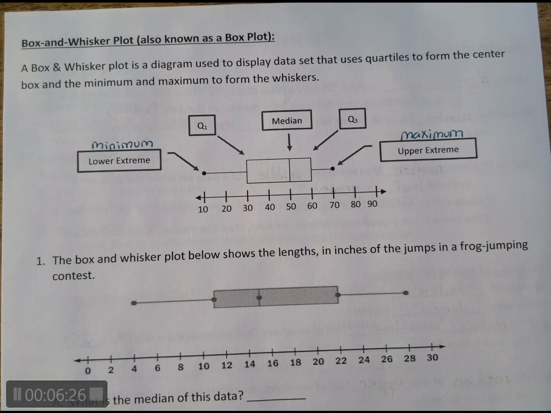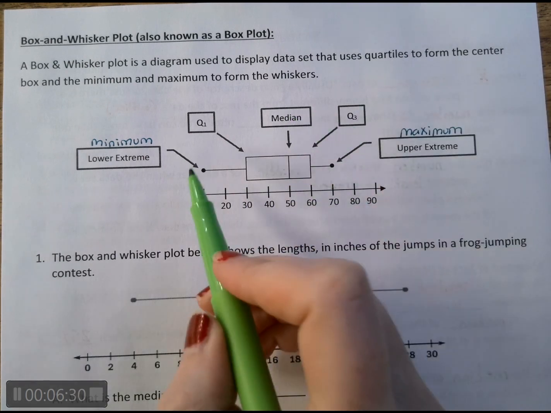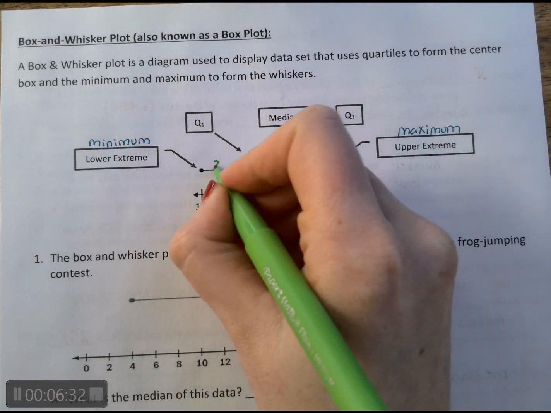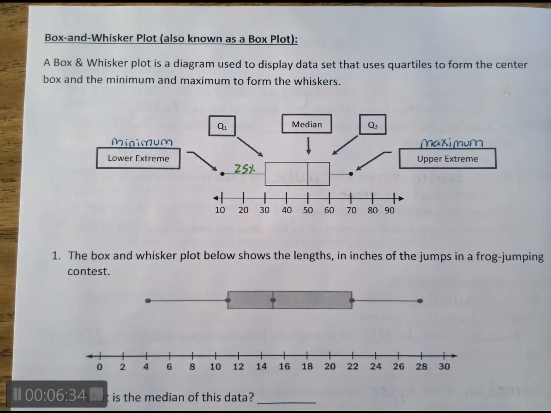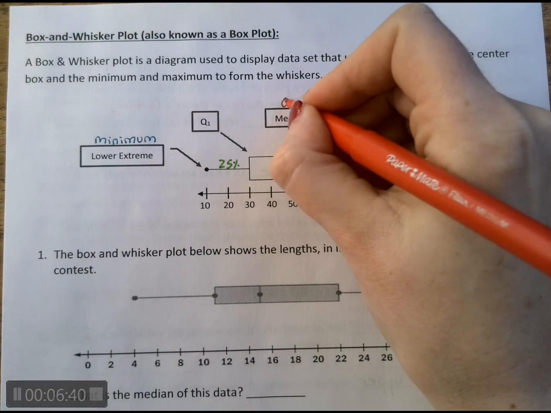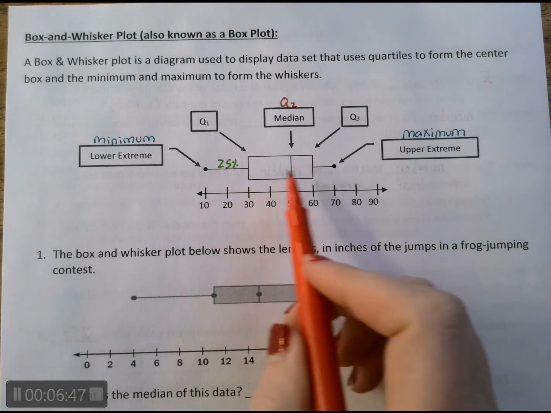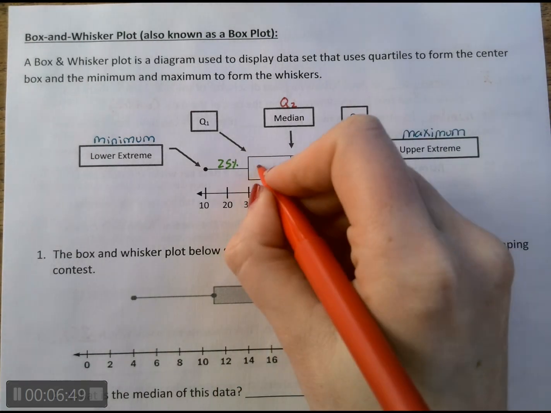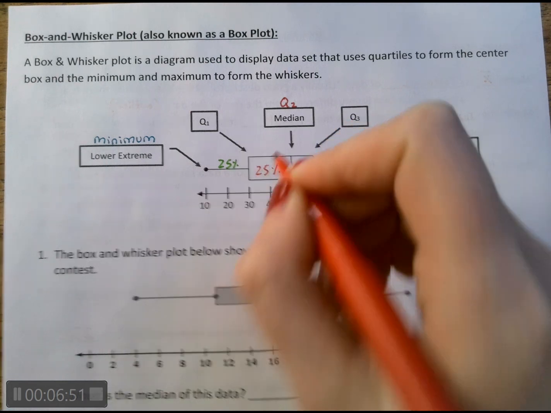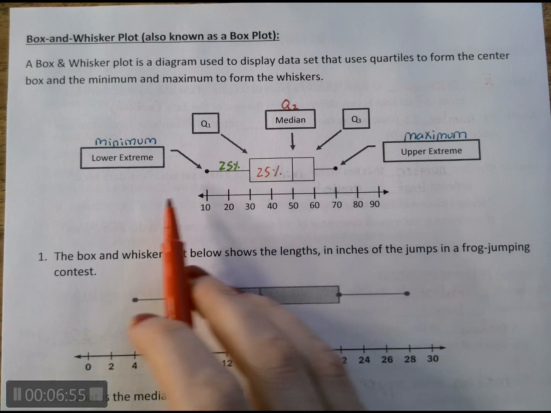Your Q1 is this line right here, and between your minimum and your Q1 is 25% of your data. Okay. Your median is also your Q2. And from your quartile 1 to your quartile 2 is going to be 25% of your data. And therefore, from your minimum to quartile 2 is going to be 50% of your data.